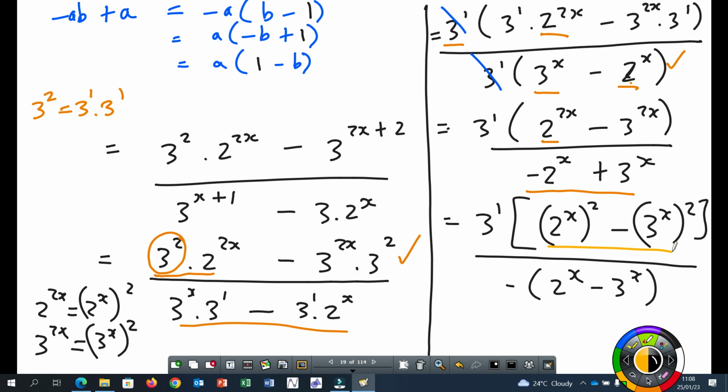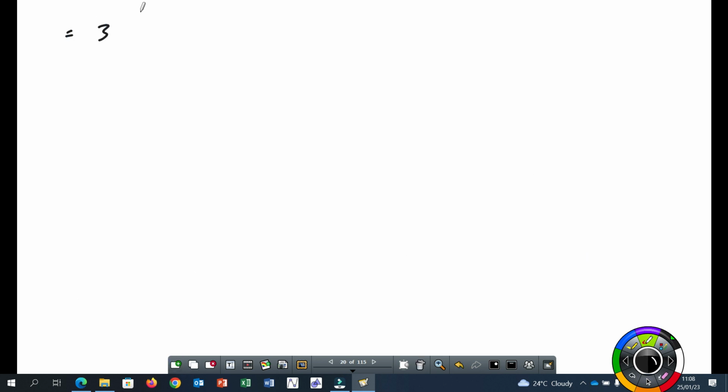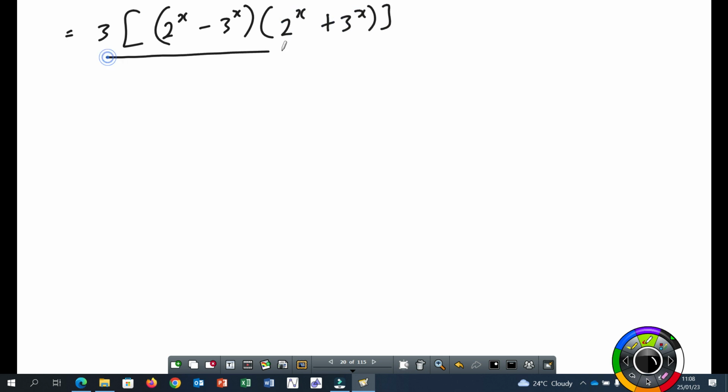So if you are to factorize it, the next step, allow me to go to the next page. Right, before I move on, are you all following up to that point? Because the bulk of you had an issue with this question. It's a little bit more complex than what you are used to. So we'll get 3 times 2 to the power of x minus 3 to the power of x, times 2 to the power of x plus 3 to the power of x, all over minus, open bracket, 2 to the power of x minus 3 to the power of x.